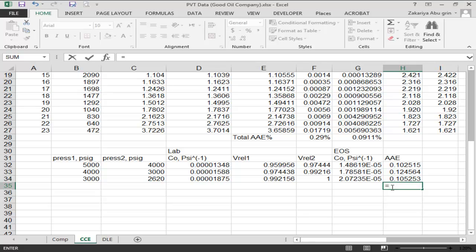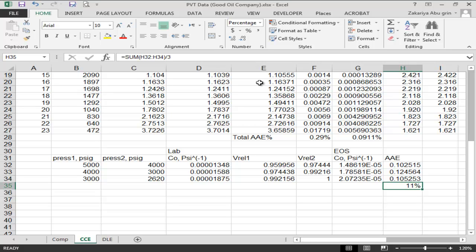So for these first two, we use this one. And for this one, we use the other. And this is the interface that you have in your compressibility. It looks high, yeah.